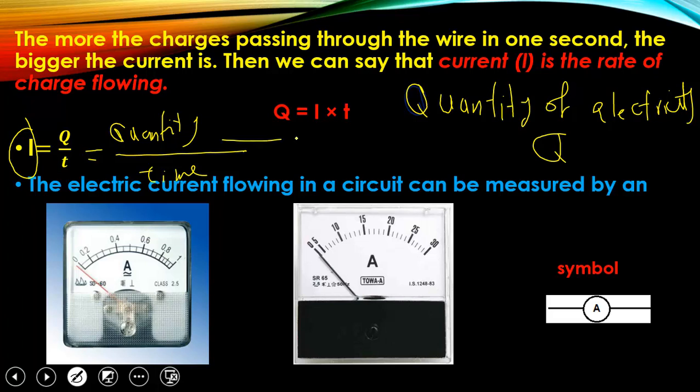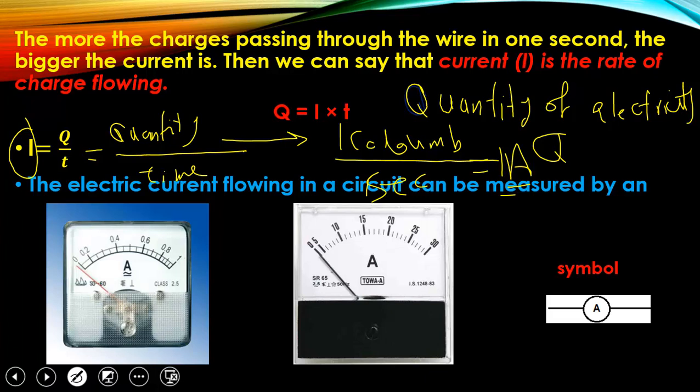The measuring unit of quantity of electricity is called the coulomb, and time is in seconds. 1 coulomb divided by 1 second is equivalent to 1 ampere. So the electric current intensity has a measuring unit called 1 ampere, equivalent to 1 coulomb divided by 1 second, and it is measured using a device called an ammeter. So the electric current flowing in a circuit can be measured by an ammeter.